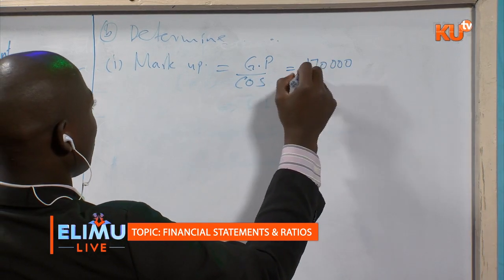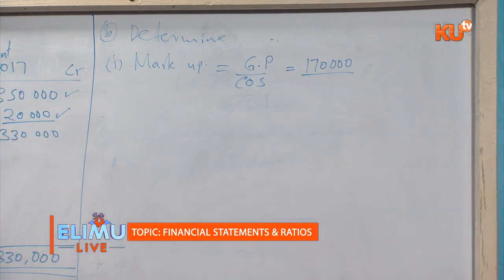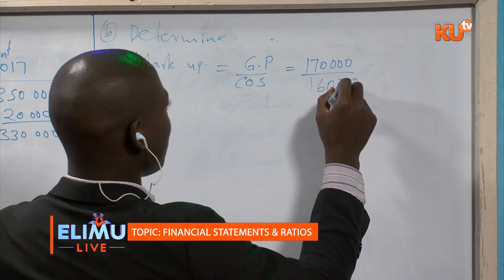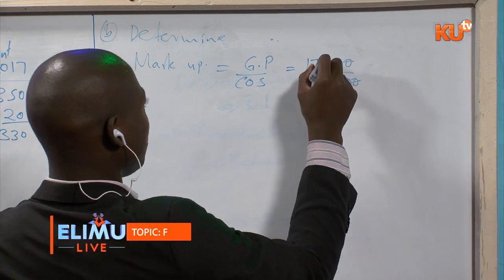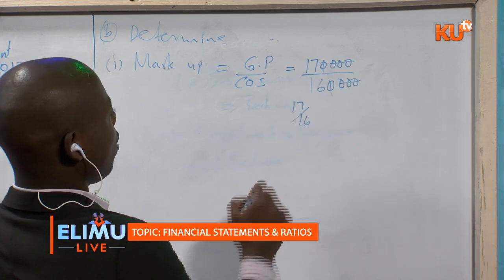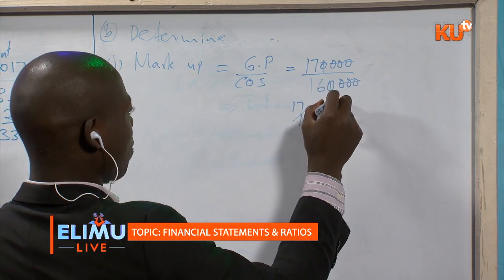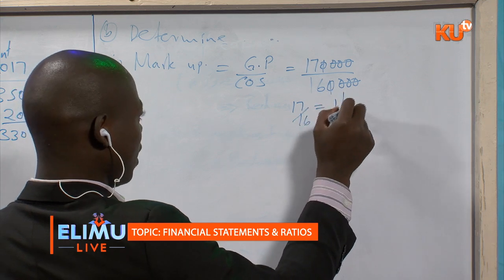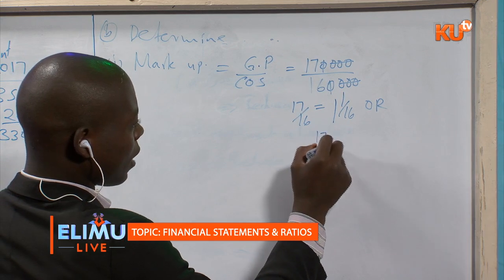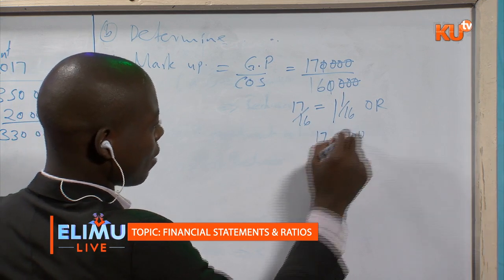170,000, which is the gross profit. Our cost of sale is 160,000. So we divide this one by 160,000. This cancels out, so we have 17 over 16, and we said we give it as a fraction, or give it as a percentage, 17 over 16 times 100.